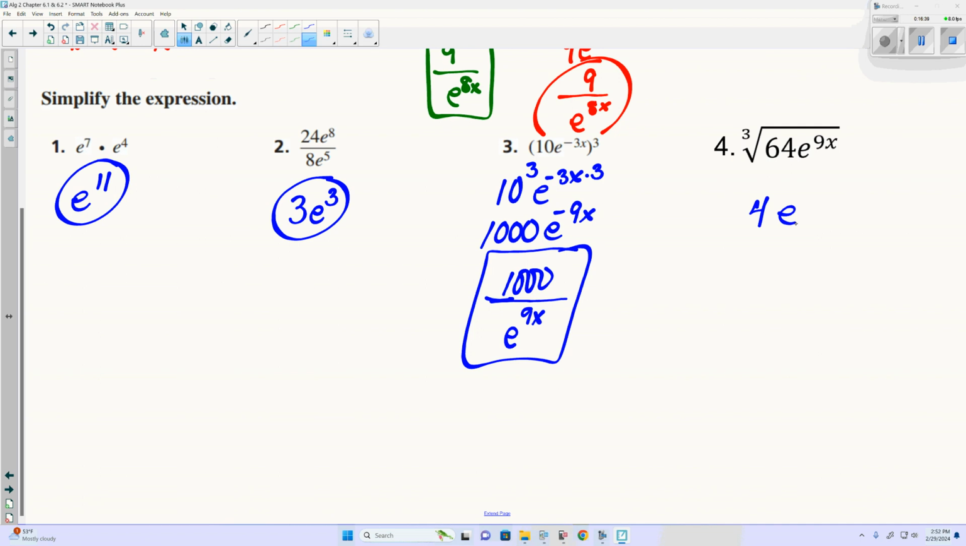Now our exponent, e to the 9x, we can take the cubed root of it, but to do that, we divide the exponent by what? 3. So 9x divided by 3 is 3x. That'd be 4e to the 3x. Questions on this here?